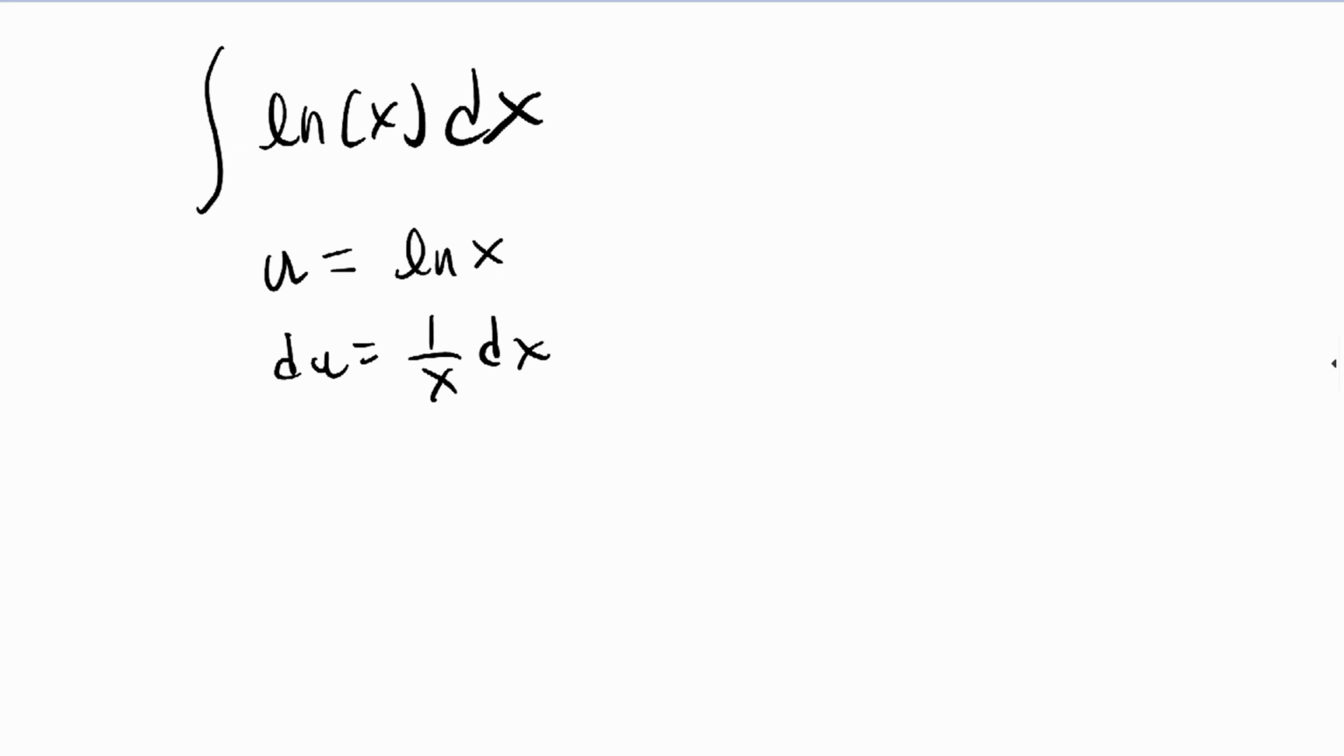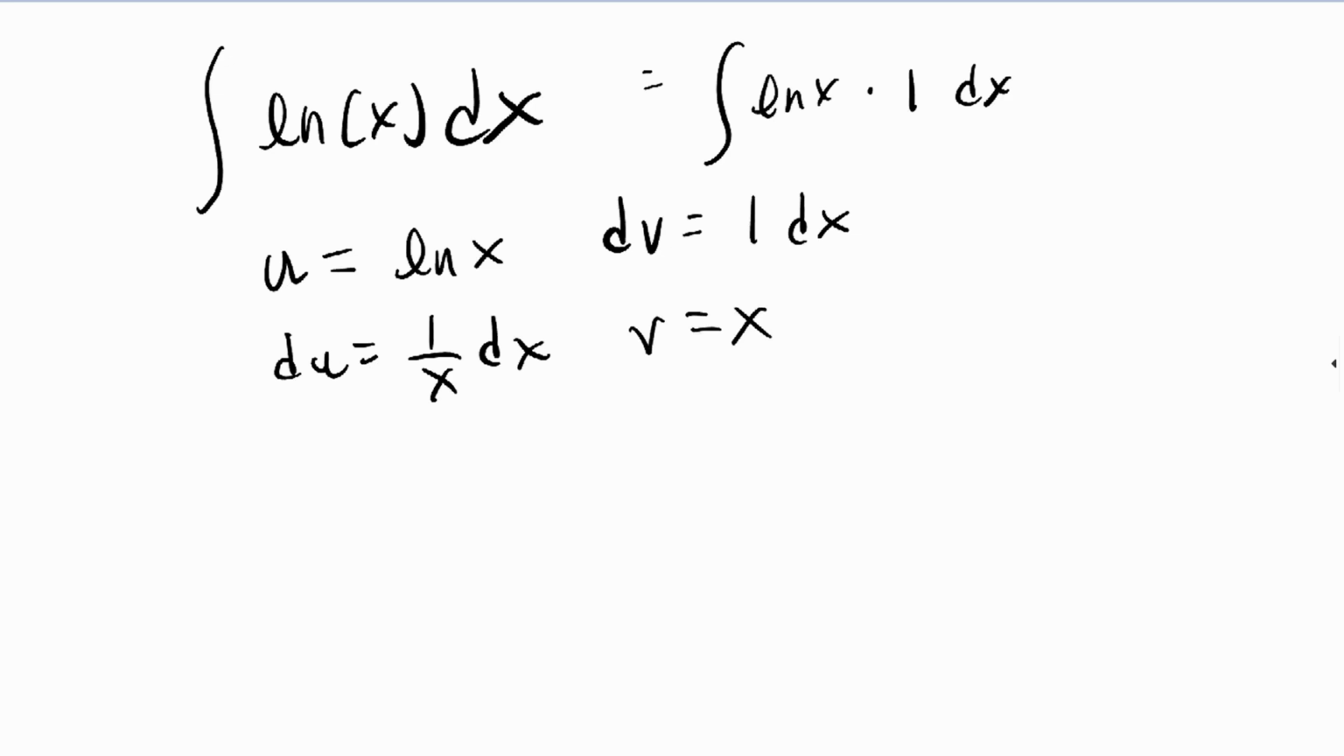We have to have a u and a dv. Well, if you're smart, then you can really say that this is the same thing as this, right? So it's a little bit sketchy, I know, but it's really just 1 dx. So v will then be x. The integral of a constant is just that constant tagged with an x.